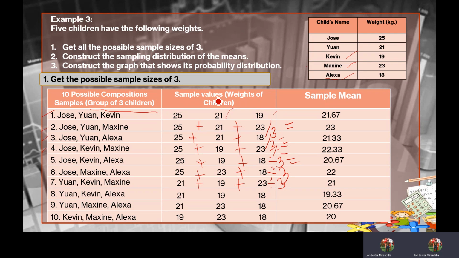Then, kapag nakuha nyo na ang ating mga means, kukunin naman natin yung mean ng mga sample means. Paano ba yun? Di ba nakakalito? Para tayong kukuha ng mean sa mga sample means. So, kunin natin yung mean nito. We have 21.67 plus 23. I-add lang natin lahat to.